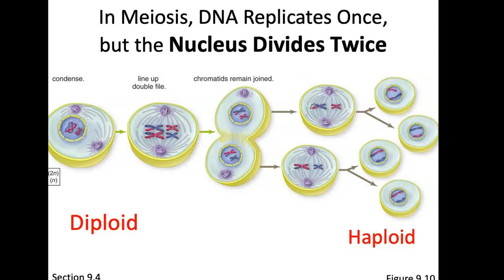In meiosis then, DNA is going to replicate also, like it did in mitosis. It replicates once, but the nucleus is going to divide 2 times. And if it divides twice, then we're going to start with 1 cell, and we're going to end up with 4 instead of 2. And where we started with 4 chromosomes, we're going to end up with only 2 chromosomes in each one of those cells. That's considered haploid. The haploid egg or the haploid sperm. Half the number of chromosomes.